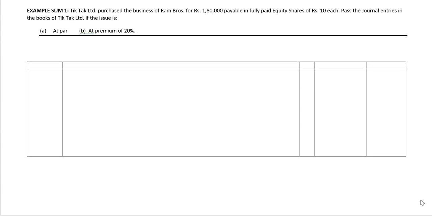Example sum 1. Tic Tac Limited purchased the business of Ram Brothers for rupees 1,80,000 payable in fully paid equity shares of rupees 10 each. We are asked to pass the journal entries in the books of Tic Tac Limited if the issue is case A at par and case B at a premium of 20%. So we'll begin with case A.